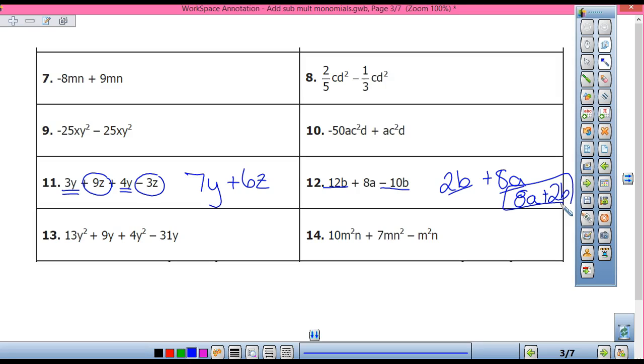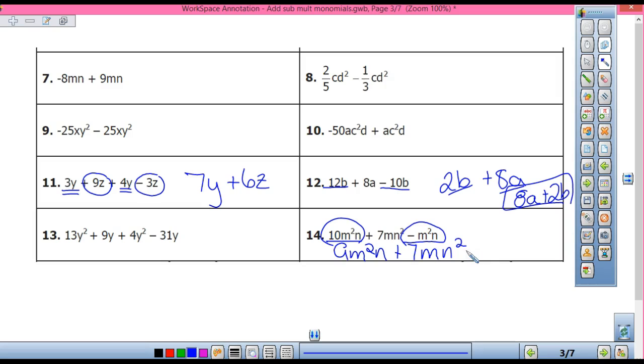How about 14? What do I have as the same? Yeah, I've got 10m squared n minus m squared n, right? Those two are the same. So what do I get there? 9m squared n plus 7mn squared. Okay, because those aren't the same, so I can't combine all three of them.